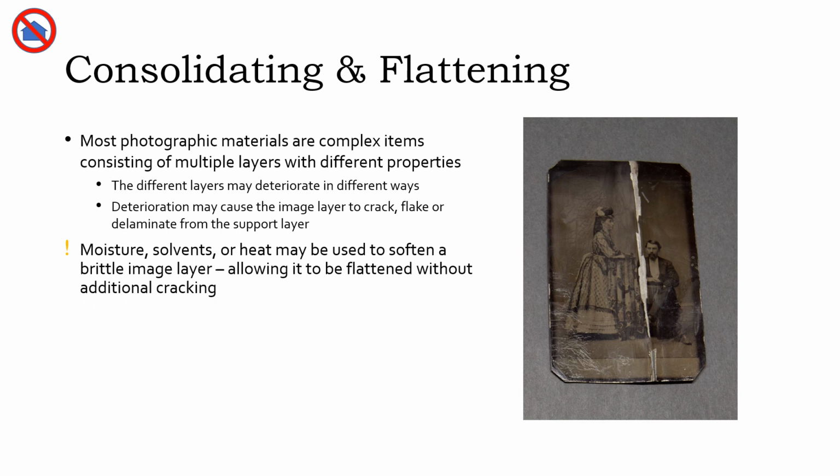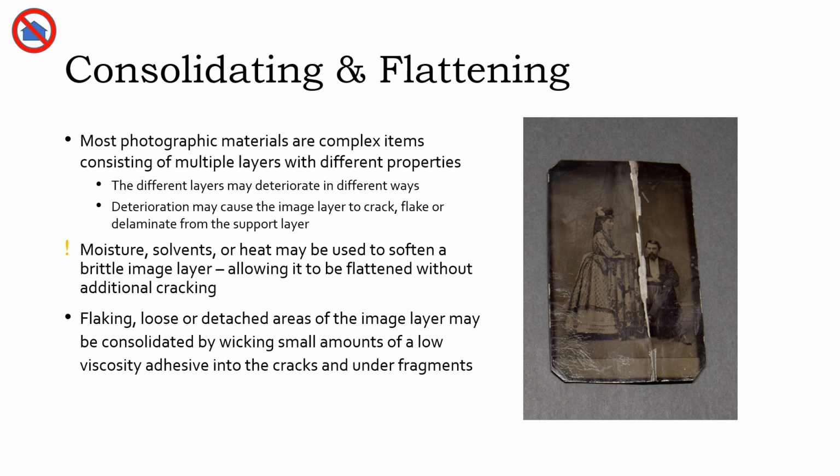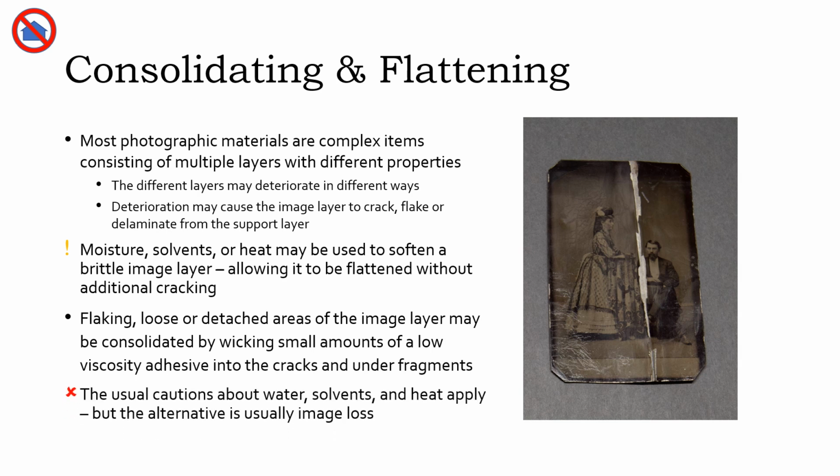Moisture, solvents, or heat may be used to soften a brittle image layer, allowing it to be flattened without additional cracking, or for fragments that have shifted out of place to be carefully repositioned. Flaking, loose, or detached areas of the image layer may be consolidated by wicking small amounts of a low viscosity adhesive into the cracks and under fragments. The usual cautions about water, solvents, and heat apply, but the alternative is usually progressively worsening image loss as more and more fragments of the image layer detach.